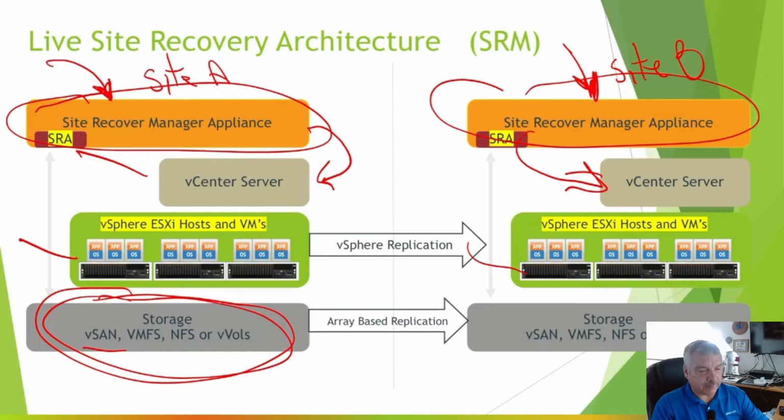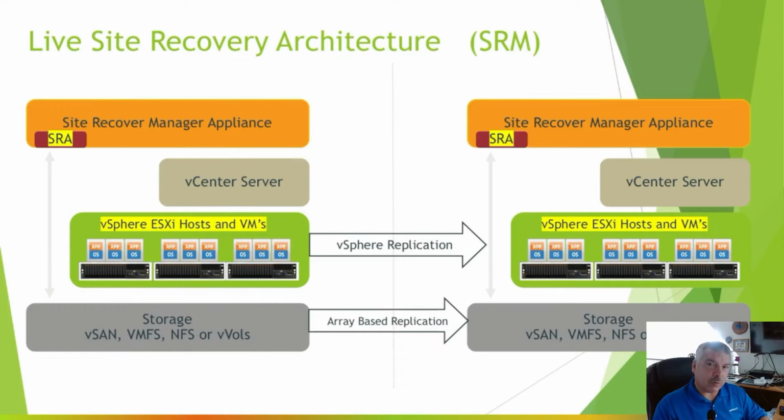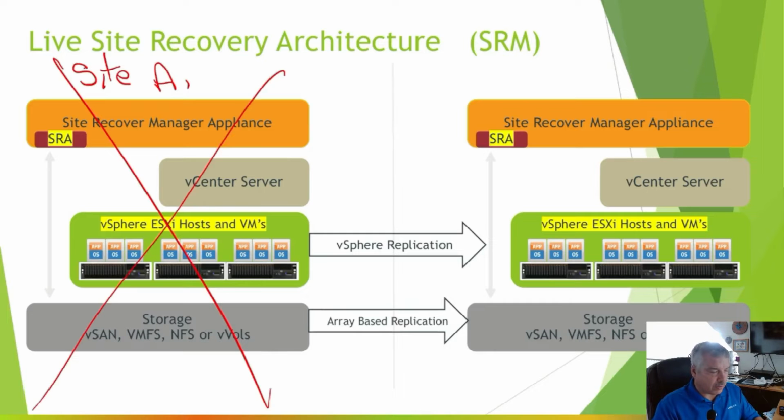Okay, great. Now, in order for this to work, let's say we've got Site A over here on the left. If something happens to Site A, that means all these VMs down here are not accessible. Well, where are the VMs located? Remember, a virtual machine is just a bunch of files. That's all it really is.